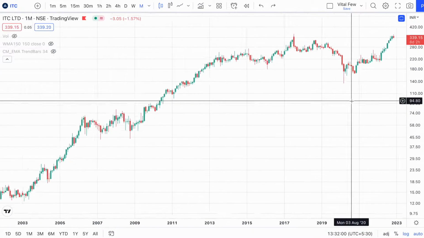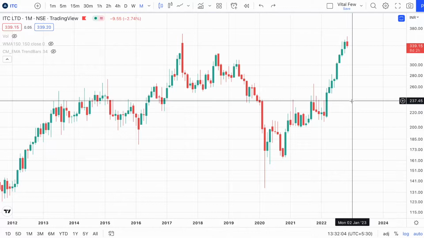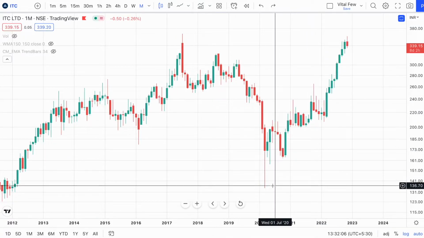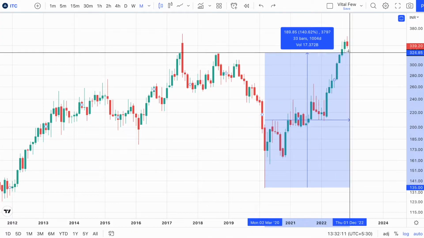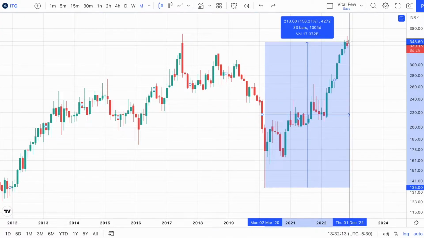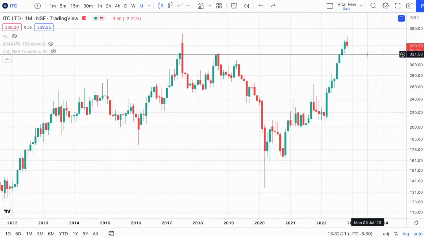Now let us zoom in and find out how much return it has given from its lowest point during the COVID crash. This is the point, as you can see, 135 roughly to present, which is almost around 350. So this is 160% return in around 1000 days, which is roughly 2.7 years.